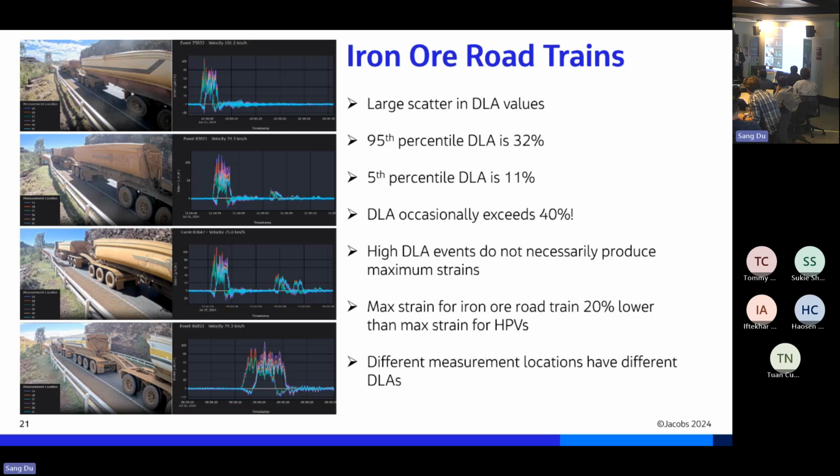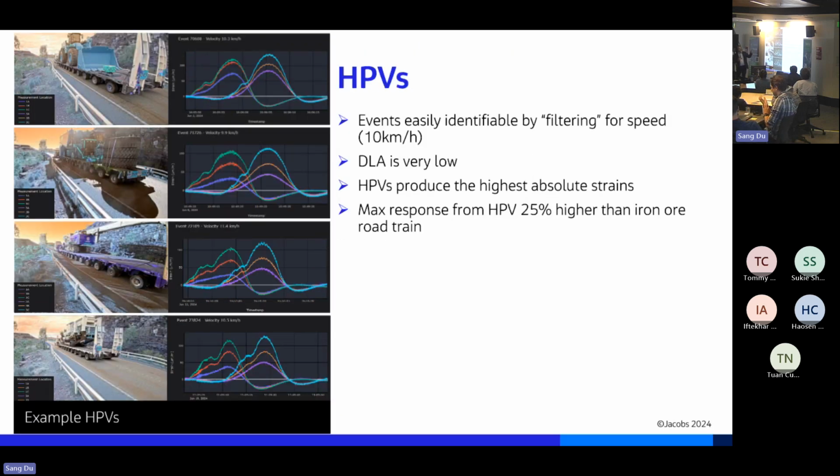Okay, what else can I say? For the HPVs, these are the platform vehicles. Here are some examples. They're quite easy to identify because they travel slowly. DLA is very low, as expected, because you're quasi-static by then. But they do produce the highest strains, and some HPVs are 25% higher than the iron ore in terms of DLA, which is interesting by itself because they're not necessarily taken into account for the desktop assessment.